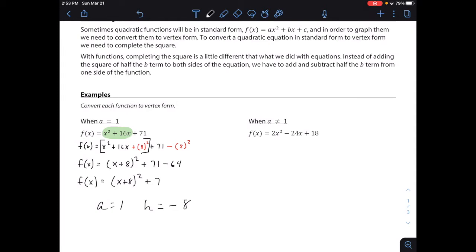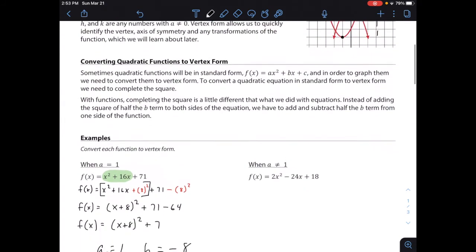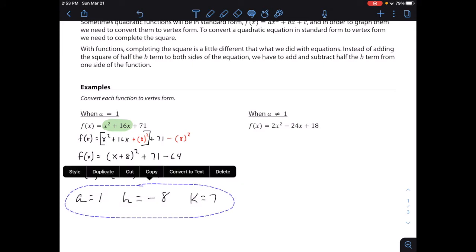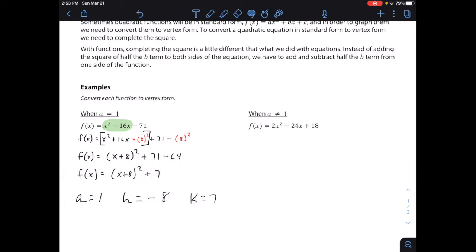You might be wondering, why is it -8? Well, if you look at the vertex form, it's actually minus h, and we have plus 8, so that means it has to be -8. And then our k is +7. Okay, so now I don't say to do this on here, but man, it would not be a bad idea to get into the habit of identifying those three things when you convert to vertex form. a is 1, h is -8, and k is 7. Okay. All right. So that is converting to vertex form.